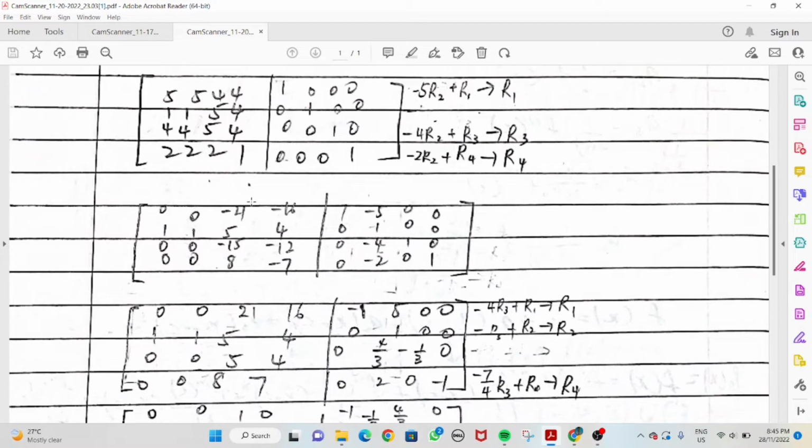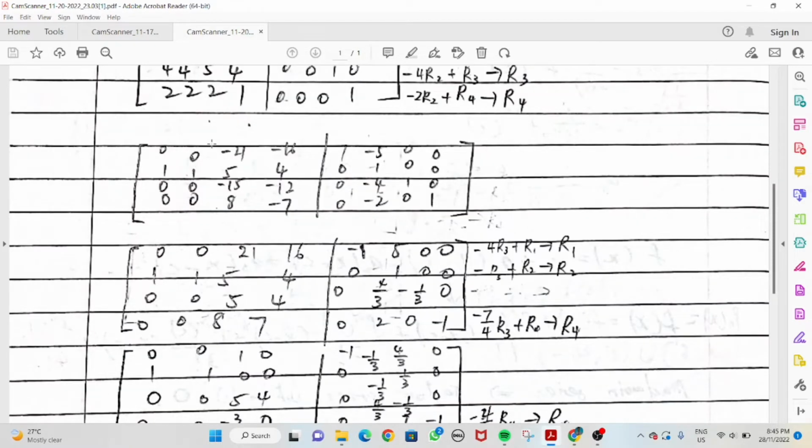Then we will use this previous method and apply it to row 1 to get the new answer, which is 0, 0, 2, 1, 16, -1, 5, 0, 0. And then we will use -1 over 3 and multiply it to row 3, so that we can get the answer 0, 0, 5, 4, 0, 4 over 3, -1 over 3 and 0.